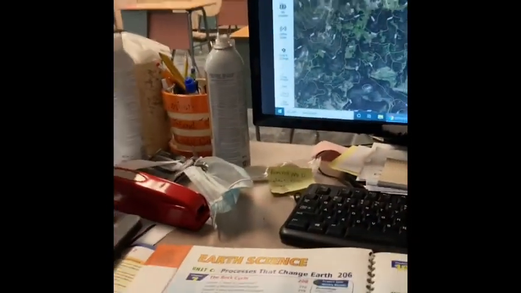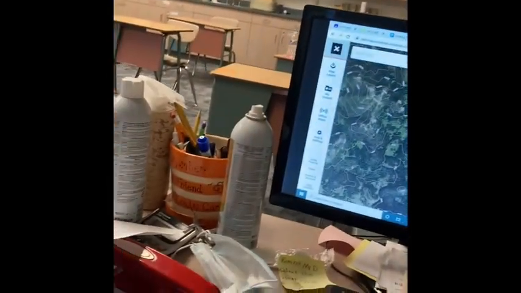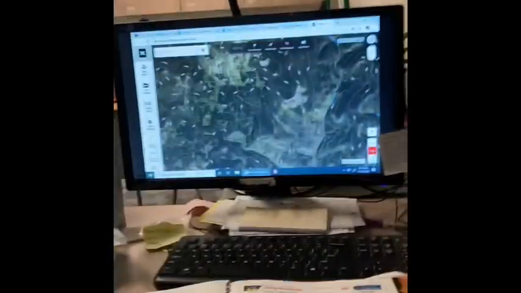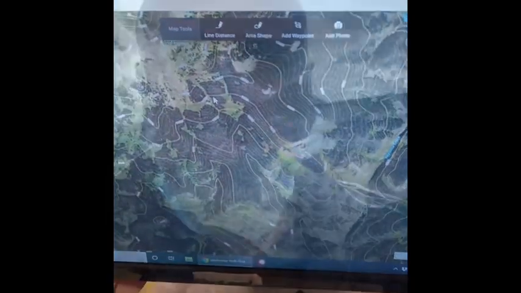game trails might be. I can show you where I have a couple trail cameras and why I have those trail cameras there to be able to catch game. And I use a topography map like this to do all of that.